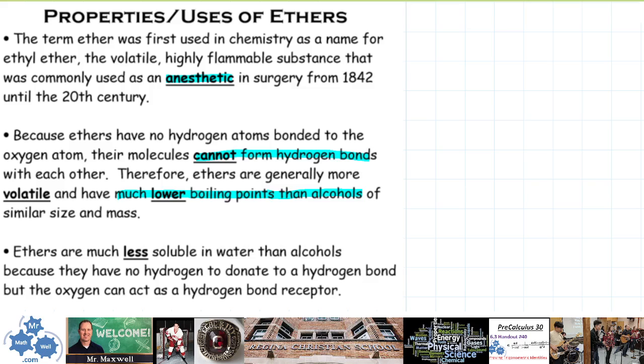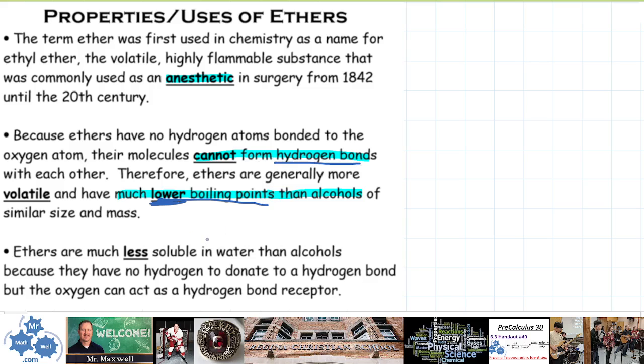Because ethers have no hydrogen atoms bonded to the oxygen atom, their molecules cannot form hydrogen bonds with each other. Therefore, ethers are generally more volatile and have a much lower boiling point than alcohols of similar size. So there's a lack of hydrogen bonding, and so the boiling point is pretty low. These will escape into the gas phase without a whole lot of energy compared to alcohols. So lower boiling point because of the lack of hydrogen bonding.